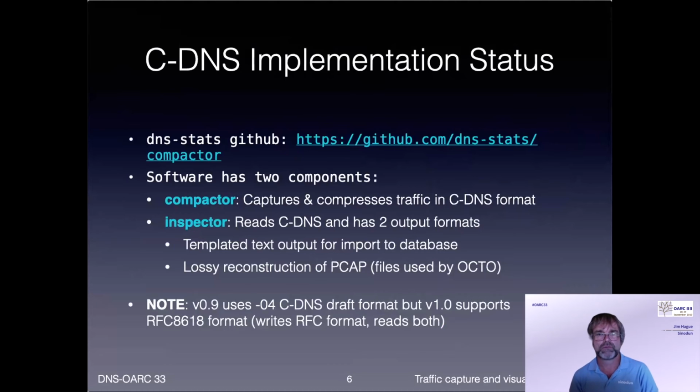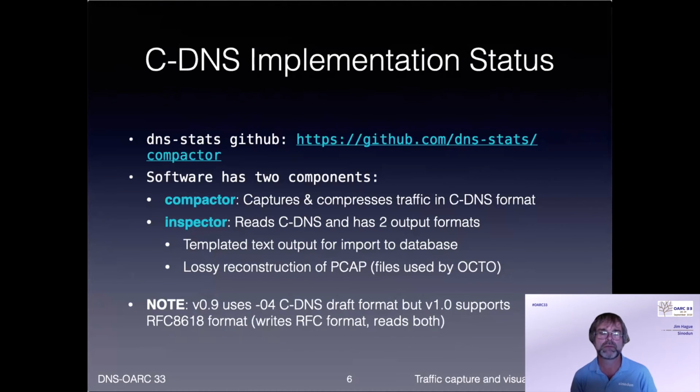Implementation status for CDNS. If you go to the DNSStats GitHub, you'll find a project, Compactor. And Compactor has two components. The eponymously named Compactor program, which is responsible for capturing and compressing traffic to CDNS format, and it will also perform a general purpose compression as well. Traffic capture is either off the network or it can convert PCAP files. And its counterpart Inspector reads CDNS files and can produce two types of output.